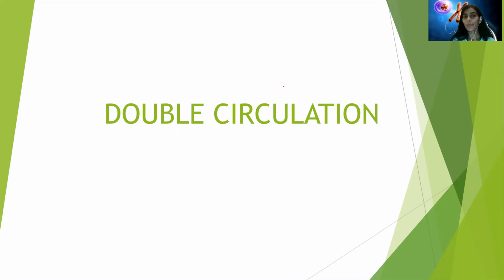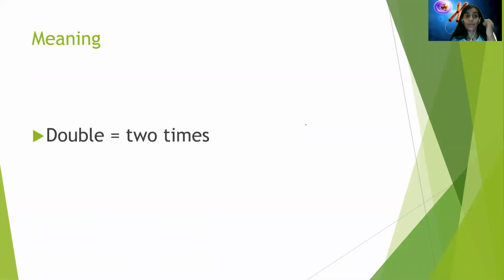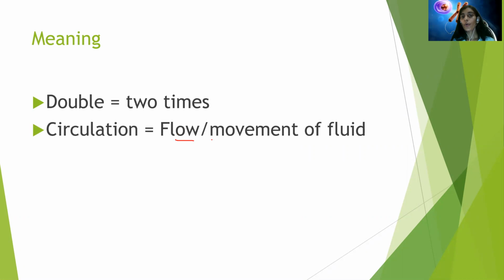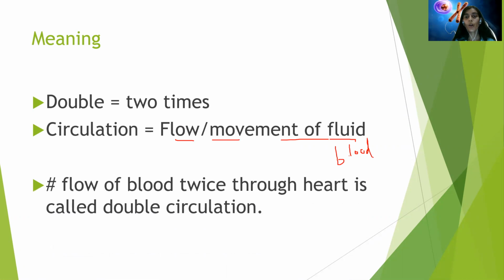What do you mean by double circulation? What does it represent? Basically, double means two times, or we can say twice, and circulation means flow or movement of fluid. Fluid here is blood, right? So it is the flow of blood two times. Two times through what? Two times through the heart. So double circulation means flow of blood twice through the heart.